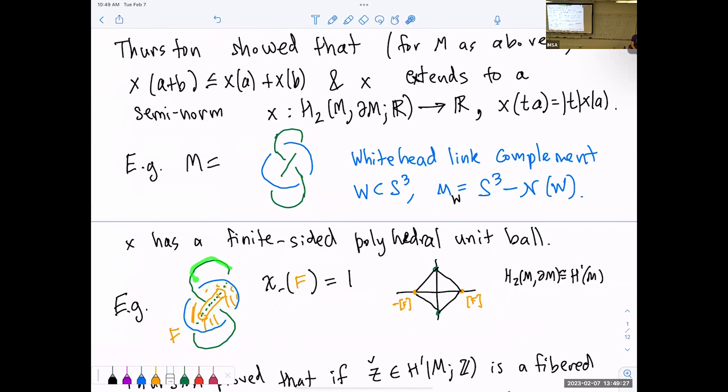There's a similar one, since the two components are symmetric with each other. So there's a similar one, the green one, that I didn't draw. So the Poincaré dual of the green component will also have chi minus equal to one. And you get this finite-sided polyhedron for the Thurston norm unit ball.